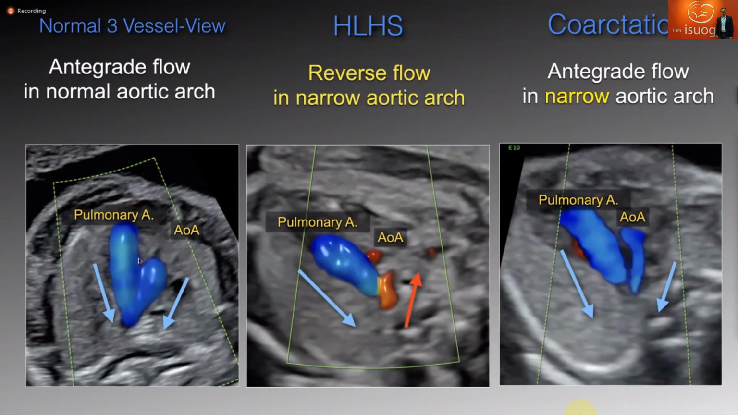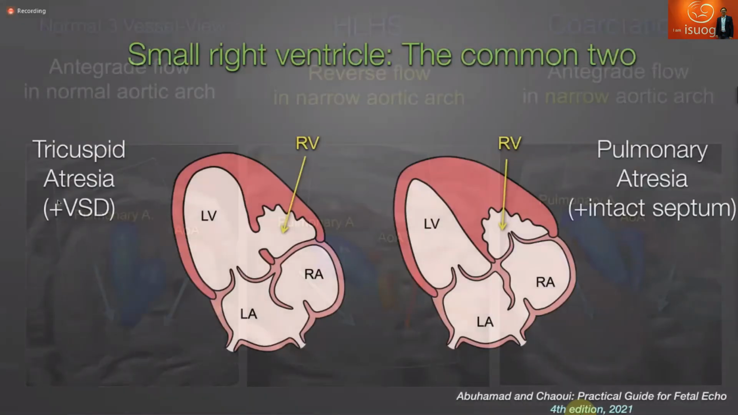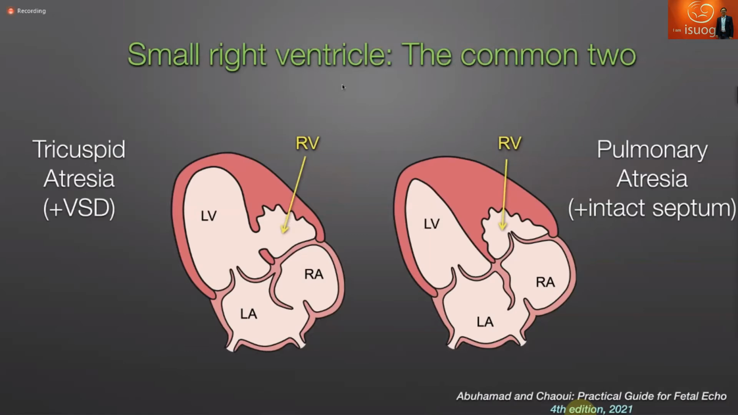So you have the suspicion diagnosis in the four-chamber view, and you can confirm it with the three-vessel view, but this will be discussed in the next meeting, I guess. Now, another group is when the right ventricle is small. There are two common conditions. On one hand, the entry to the ventricle is closed, which is tricuspid atresia, or the outlet of the ventricle is closed, which is pulmonary atresia. So let us see an example.